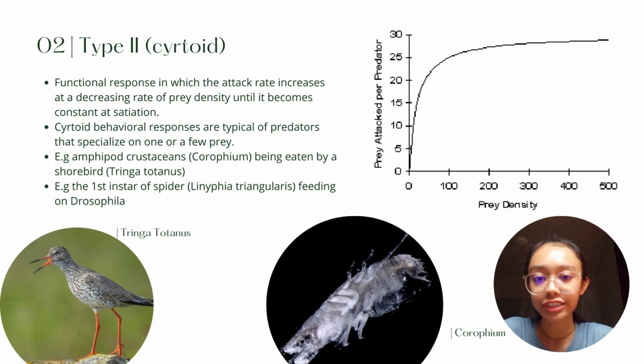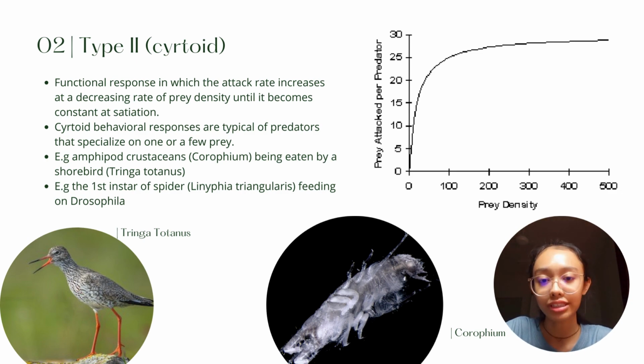And now for the type 2 functional response. A type 2 functional response curve is shown here on this graph. As the density of the prey population increases, you will start to see the curve plateau. This plateau is thought to be due to the time it takes for the predator to eat and process its prey, interfering with the ability to search for more prey. So as the density of prey increases, it is already eating as many prey as possible and cannot search for any more. The best demonstration for this type 2 functional response is an amphipod crustacean, Corophium, being eaten by a shorebird.